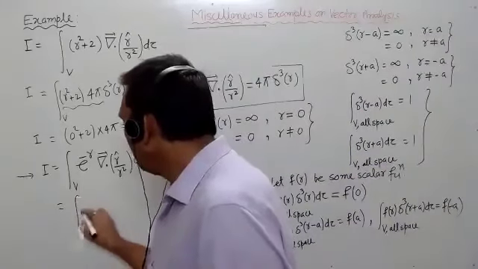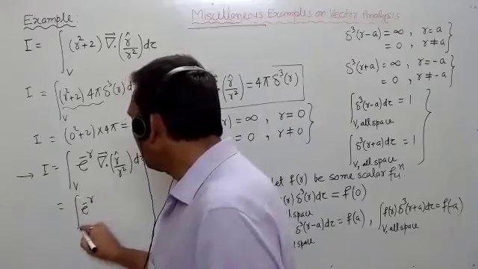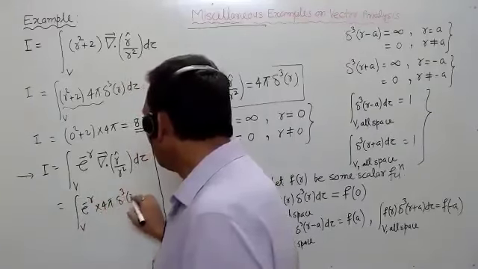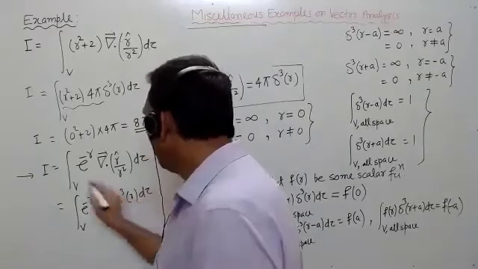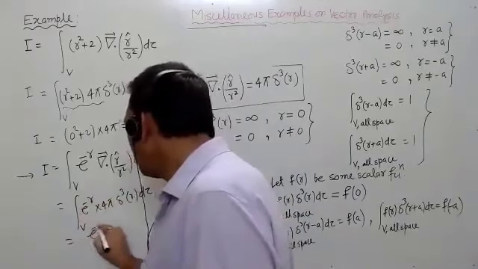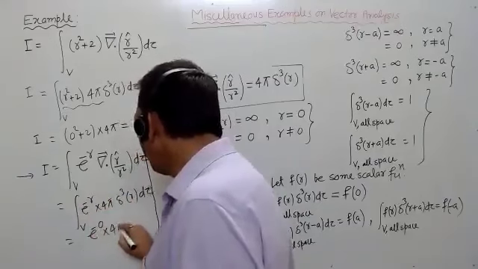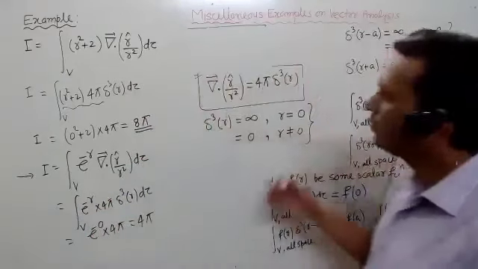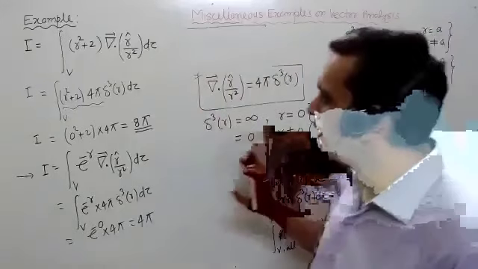So this will be exponential minus r, 4 pi delta r d tau. Put r is equal to 0. So exponential minus 0 into 4 pi. This integral is simply 4 pi. So just remember these properties of Dirac delta function.